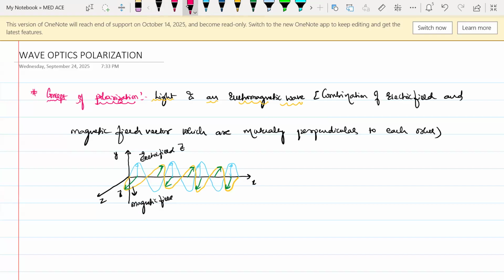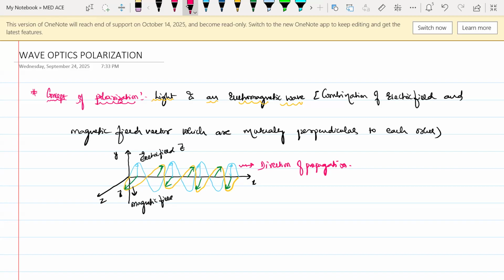And the propagation of the wave is along the x-axis. This is the direction of your propagation. In which direction? X-axis. Am I clear? Yes, isn't it? That means we have one vertical plane and one horizontal plane, both of them mutually perpendicular to each other.